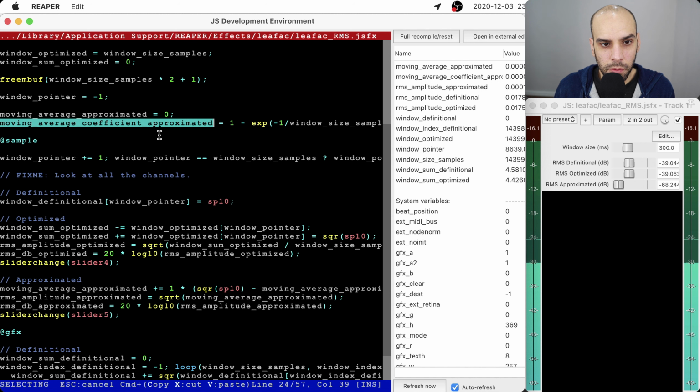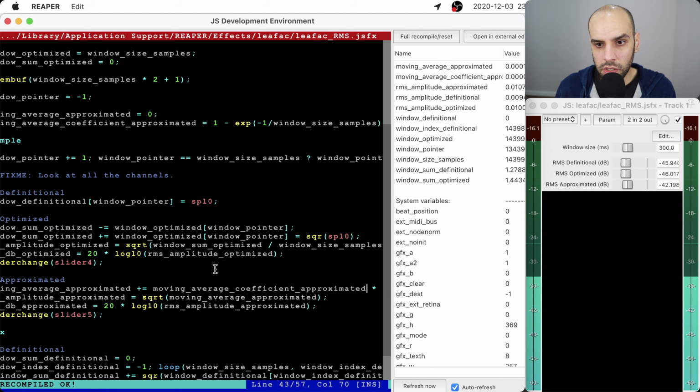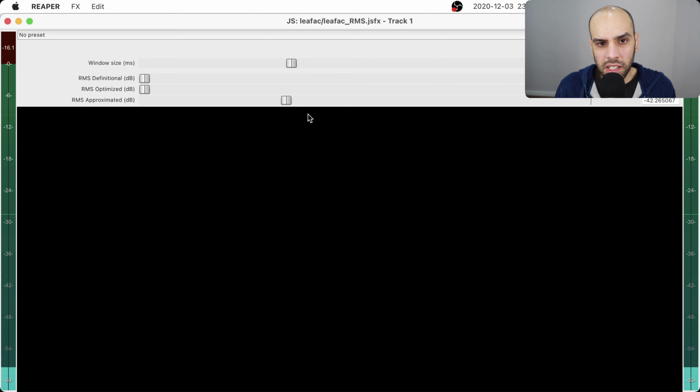Now let's look at the approximation. This is the coefficient approximated, the one we just looked at. I think that it does kind of a good job, but it's not perfect. It is moving more or less in line with the others, but it decays a lot more slowly.